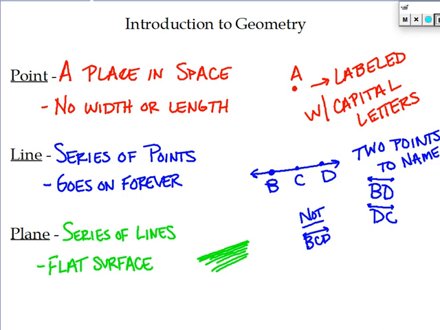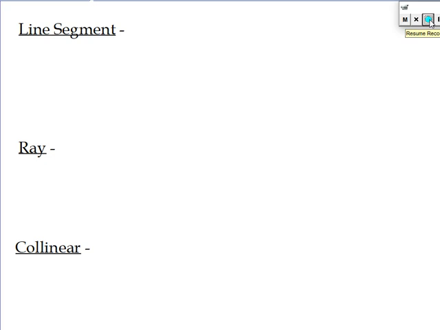3 more definitions, I promise. I'm sorry that we have to go through these. I know there's usually not a lot of definitions in algebra, but there are some definitions in geometry. So the next one is a line segment. So we see the word line already in here. So it's kind of like a line, and it's actually a piece of a line with 2 endpoints.